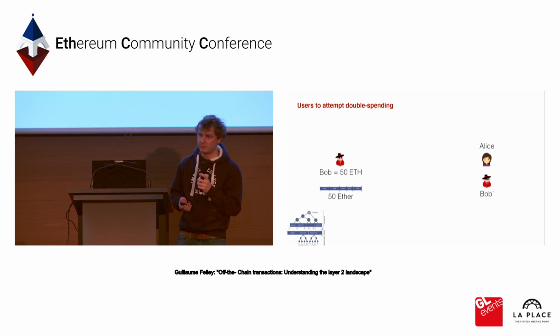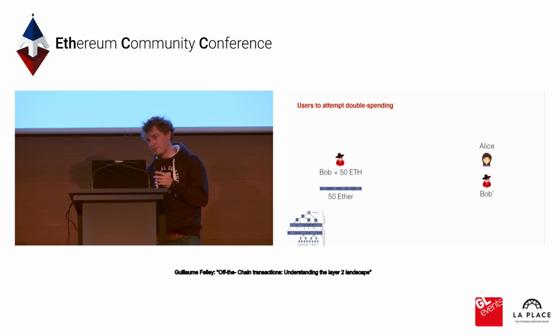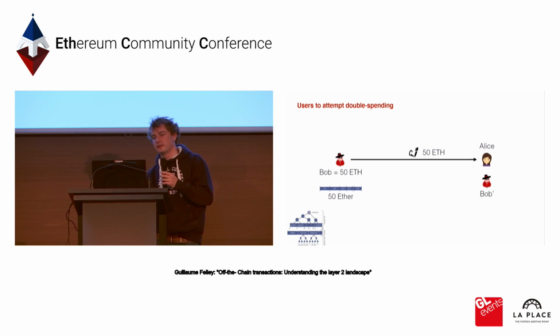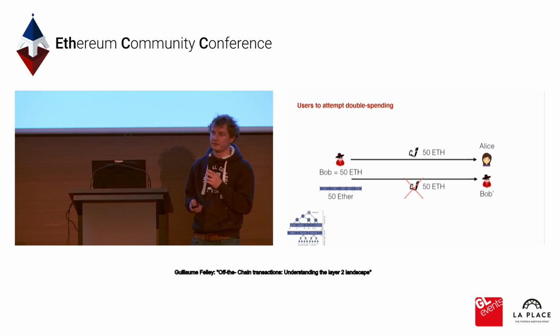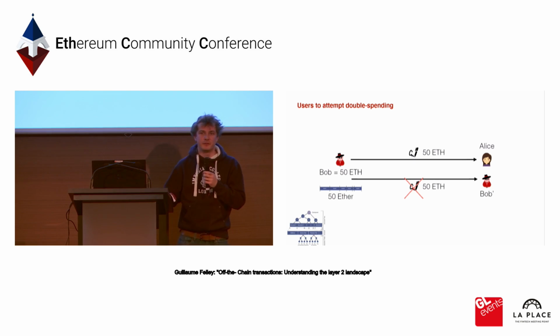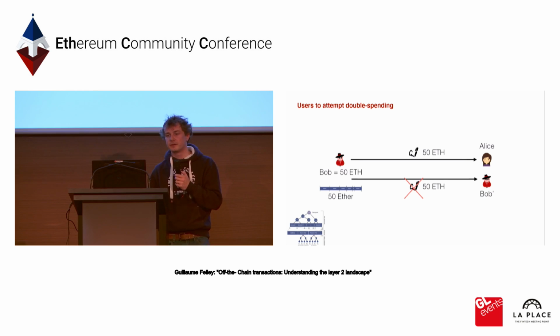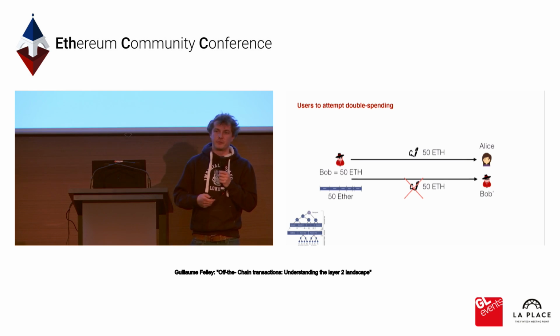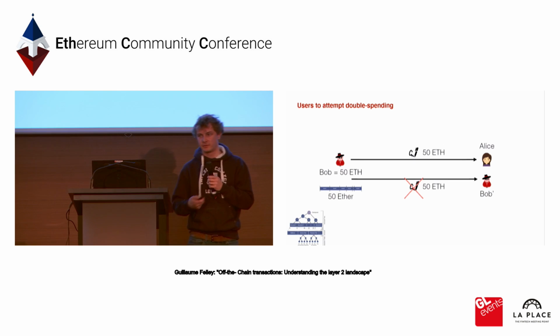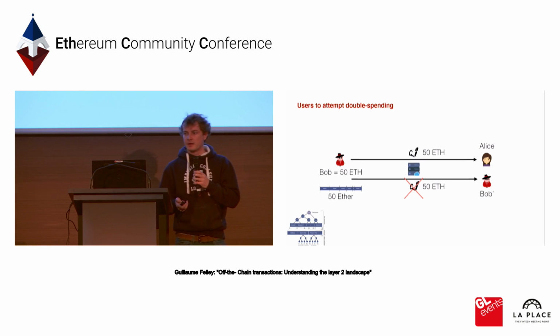So we have Bob Prime and Alice. Obviously Bob Prime wants to send 50 Ether to Alice, and we'll try to send 50 Ether to Bob Prime. And that does not work, simply because you have the operator in the middle that does accounting, sees that Bob cannot spend his balance twice, so he will prevent that. So that was easy, right?